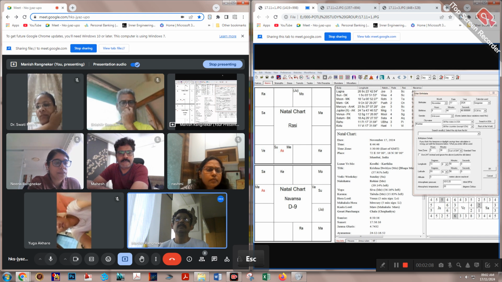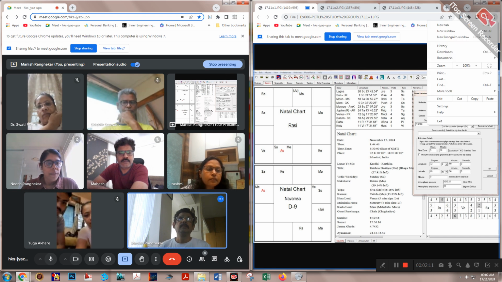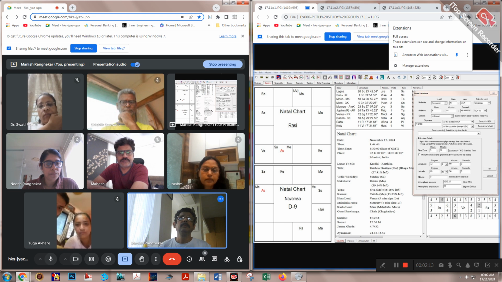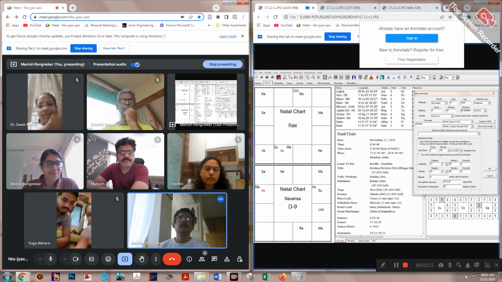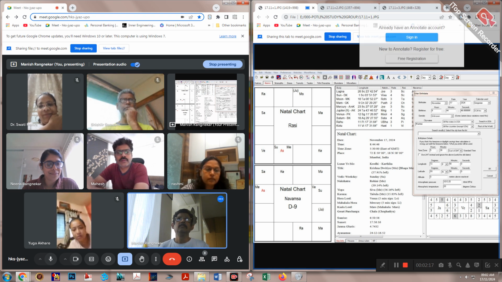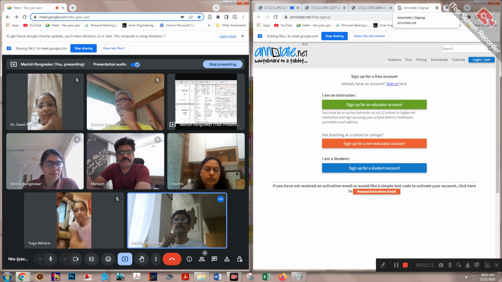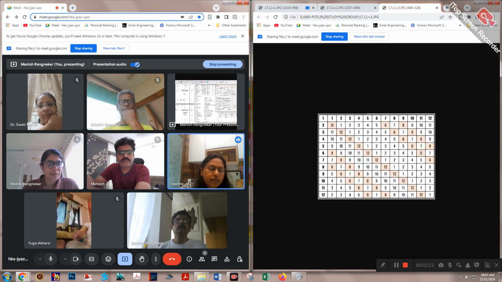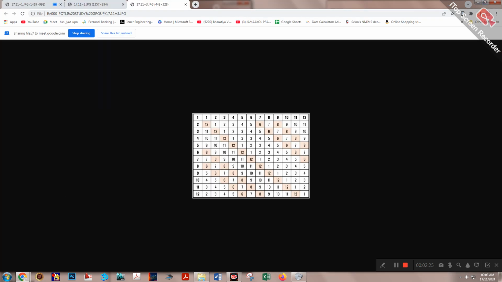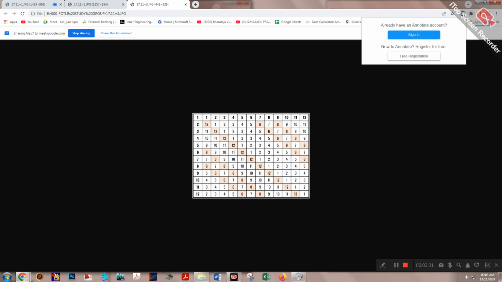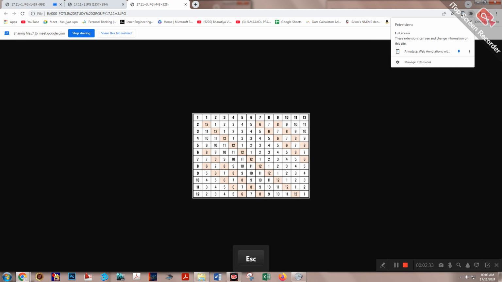Where did the annotation go? It will come after some time. Can we enlarge the screen? It's looking like 1 minute. I'm not able to get an annotation.